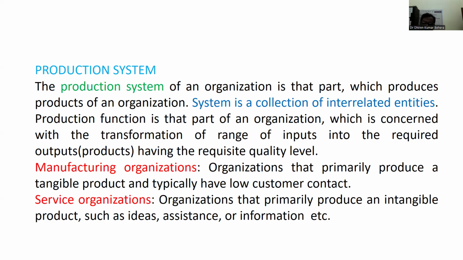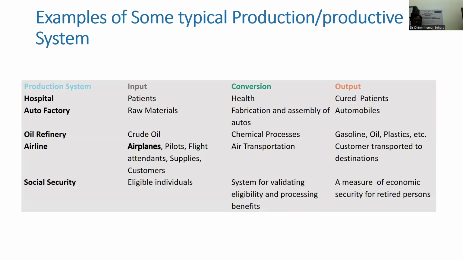Coming to the next stage, before discussing some typical production or productive systems, let us take a case study of different examples. For example, a hospital. In a hospital, inputs are patients. The conversion process they are undergoing is health care. The outputs are cured patients. Similarly, an auto factory. The inputs are raw materials. In the conversion process, you are undertaking fabrication and assembly of autos. And the outputs are finished goods, or finished automobiles, as per desirability. Similarly, we can take the case of an oil refinery. Crude oil is the input.